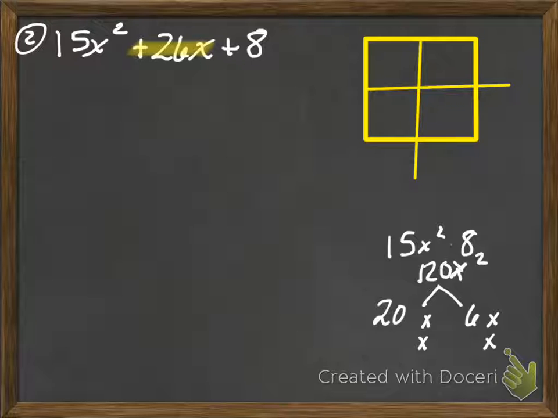And so 20 and 6, so 20x and 6x. Doesn't matter which spot I put them in, as long as they're in the diagonal going from the bottom left to the top right. And then the ones that were already there are 15x squared and 8.